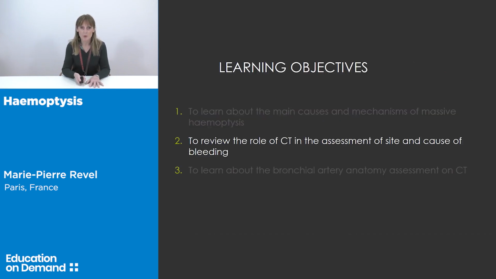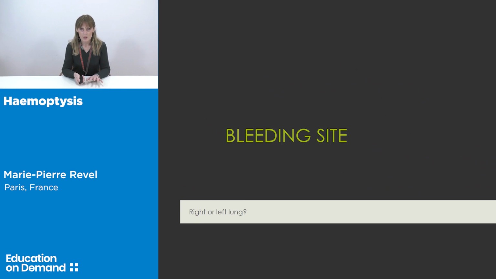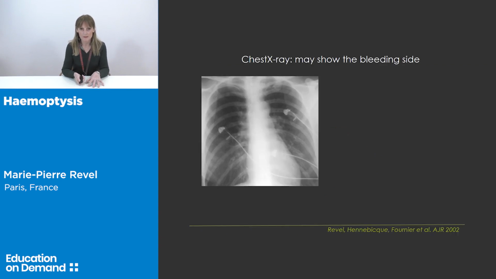So now, what is the role of CT in the assessment of site and cause of bleeding? The first objective is to identify the bleeding site. It's very important because if the bleeding is very massive, the only way to save the patient is to perform a selective intubation, and we have to know if the bleeding comes from the right or from the left lung. And for this, there's a role for chest X-ray.